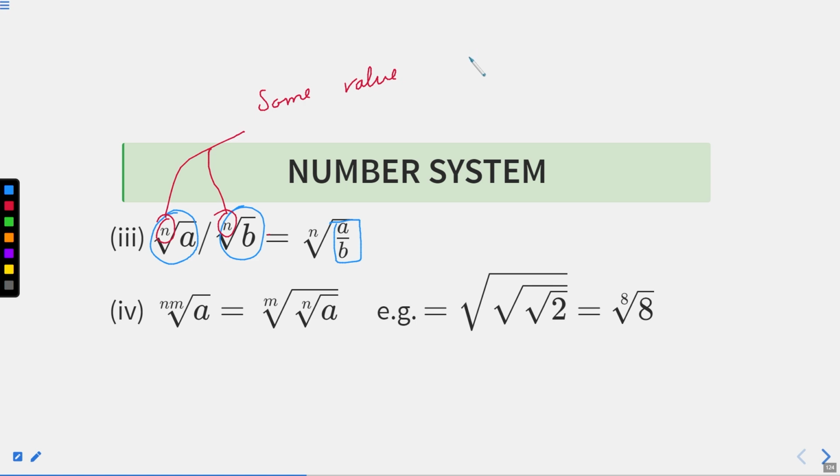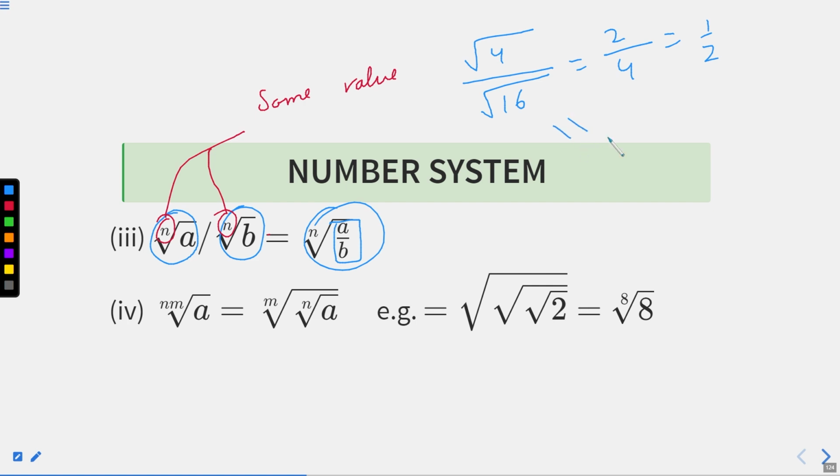If you take an example, let's say root of 4 divided by root of 16. We can explicitly see what will happen. We know root of 4 is 2, and root of 16 is 4, which gives 1 by 2. I can easily say that.